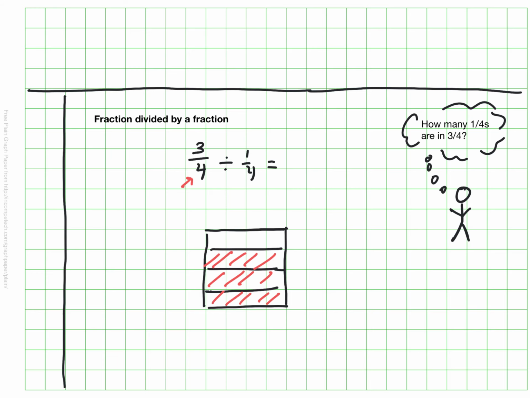Well, lucky for us, this has been cut into 4ths. So I can see here is 1 fourth, right? This whole row is a fourth. I see another fourth here and another fourth here, right? A fourth here, a fourth here, and so on. So that means there are 1, 2, 3, 3 fourths. My quotient would be 3, right? And that's pretty intuitive, right?